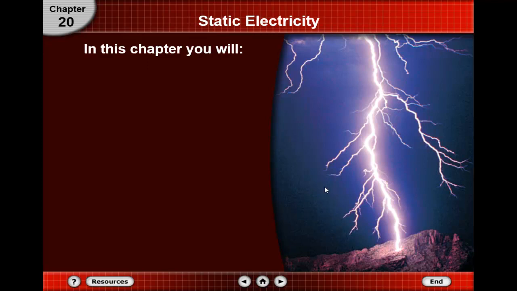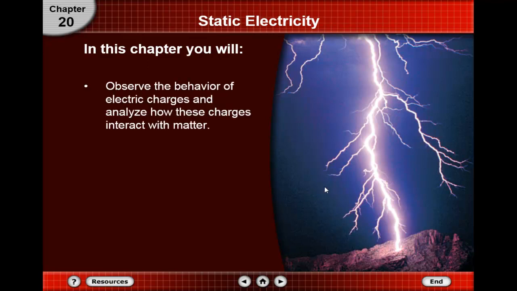Today we will start the first chapter in quarter 4, chapter 20. It talks about electricity, static electricity. In this chapter we will talk about the behavior of the electric charge and analyze how this charge interacts with matter, and examine the force that acts between electric charges.